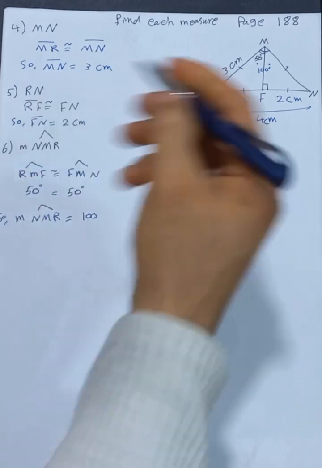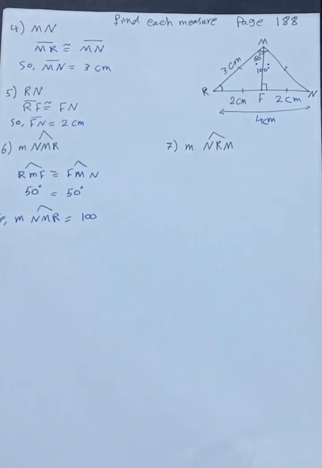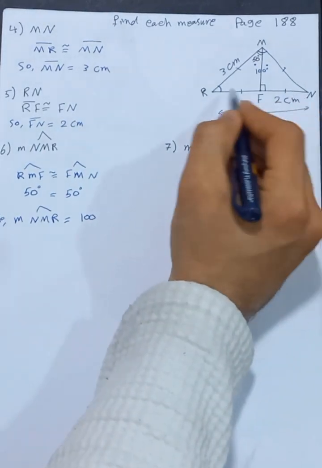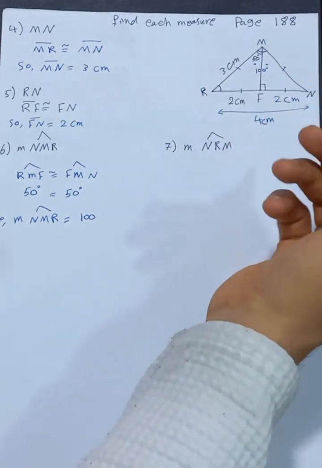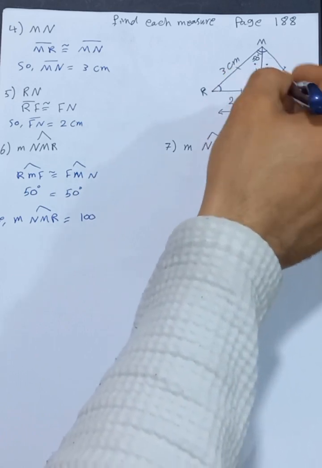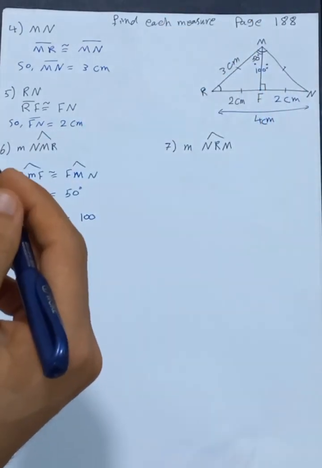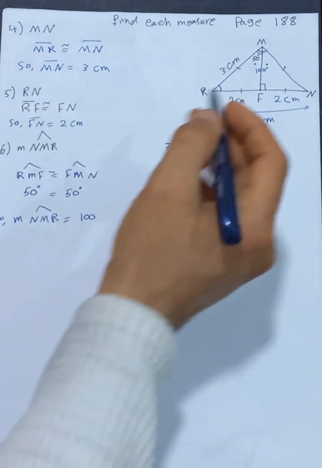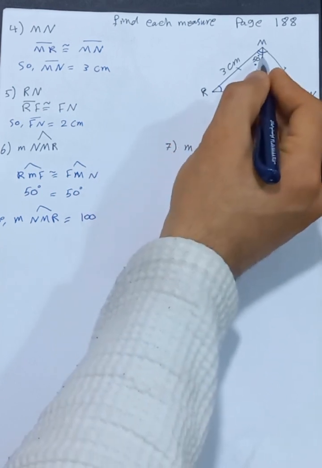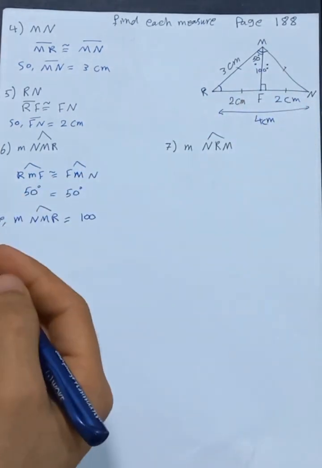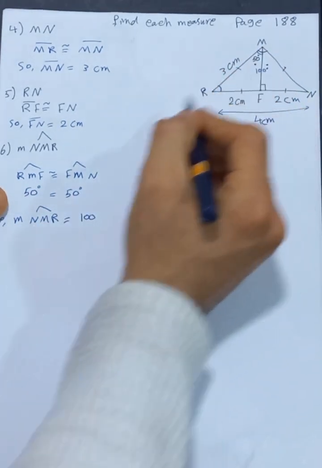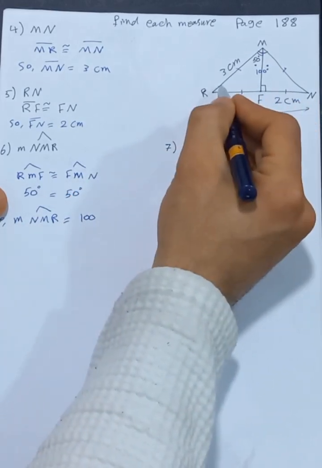And exercise 7 says find the measure of NRM. It asks for this angle. According to the isosceles postulate, these two base angles are congruent, and we know that the sum of the angles of a triangle is equal to 180. So when we add the angle of R with the angle of M with the angle of N, it equals 180. If M is 100 degree, so what will be R and N?